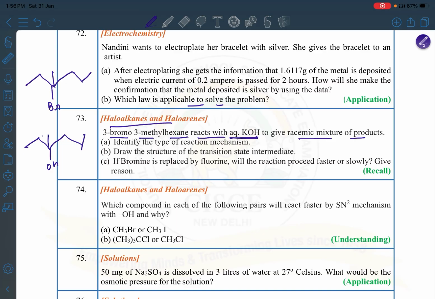Identify the type of reaction. This is a nucleophilic substitution reaction, because it is 3-methyl 3-bromo, so it is an SN1 reaction. Now, draw the structure of the transition state. There is formation of a carbocation. Firstly, this Br is removed here. So the transition state is this.